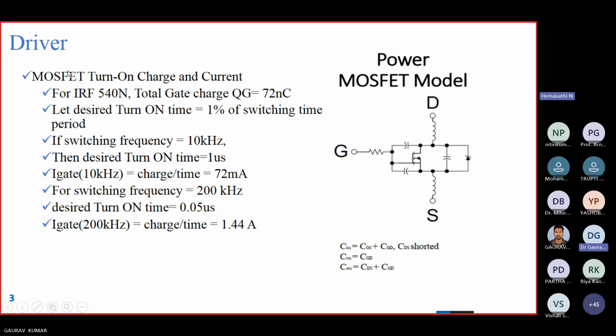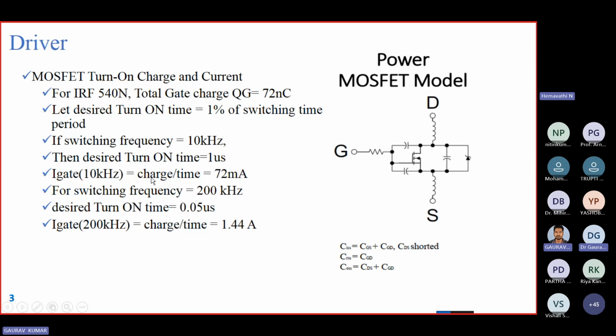Okay, so this is the specification for the IRF 540N driver circuit. The total gate charge required to turn on the MOSFET is 72 nanocoulomb. Actually, it is the charge required to charge the CGS and CGD capacitances. And the desired turn on time of the MOSFET is 1% of the switching time period. If we want a switching frequency of 10 kilohertz, then the desired turn on time is 1 microsecond.